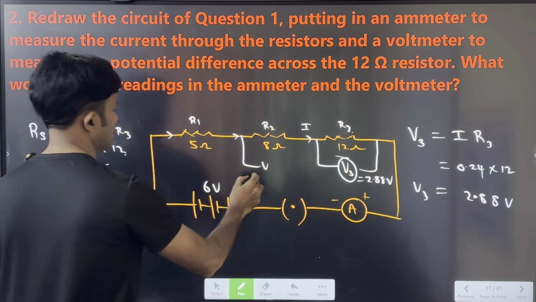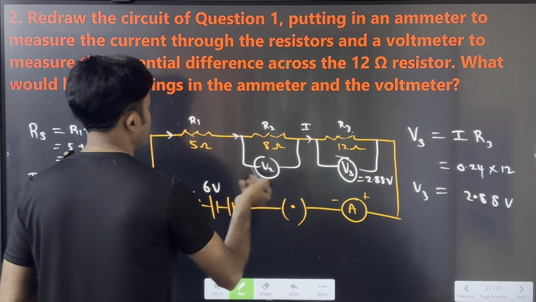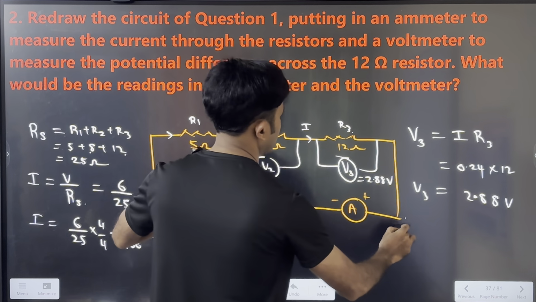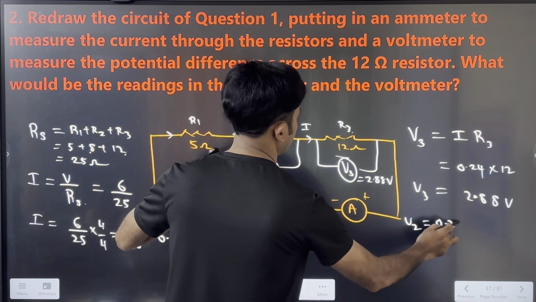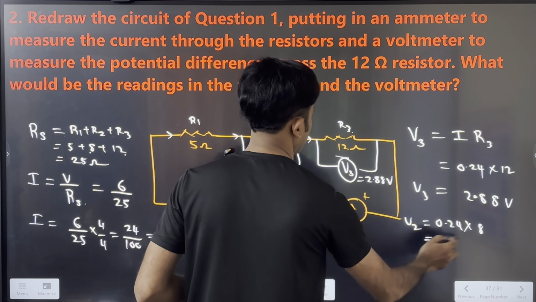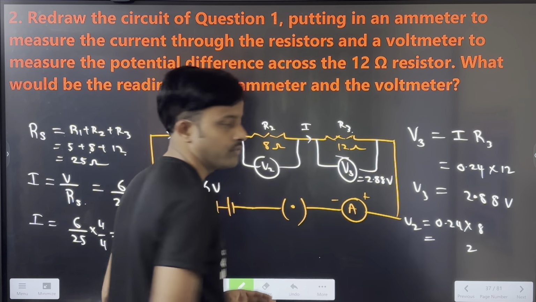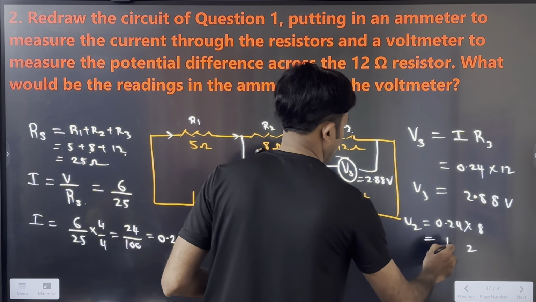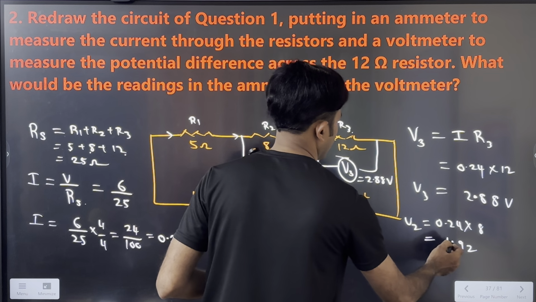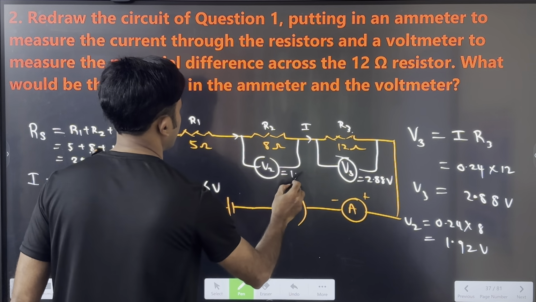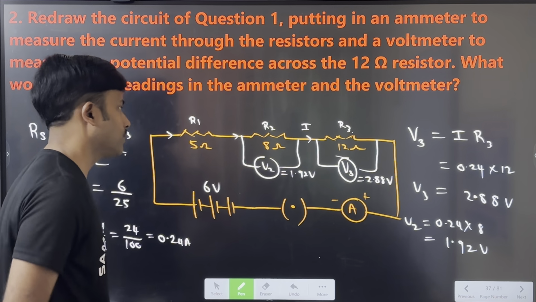They have not asked just now, but find V2 also. V2 is the same current 0.24 flowing through the 8 ohm resistor. V equal to IR. 8 times 4 is 32, carrying 3, 8 times 2 is 16, 17, 18, 19. After two digits you put the point. This is 1.92 volt. So V2 equal to 1.92 volt.